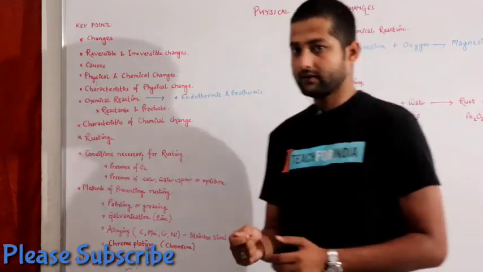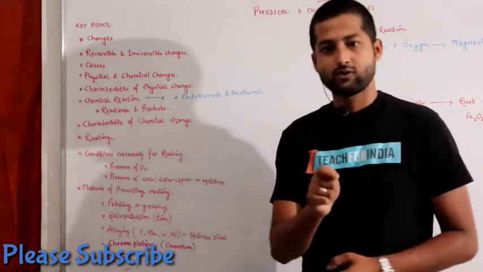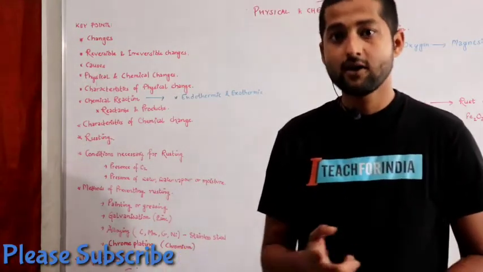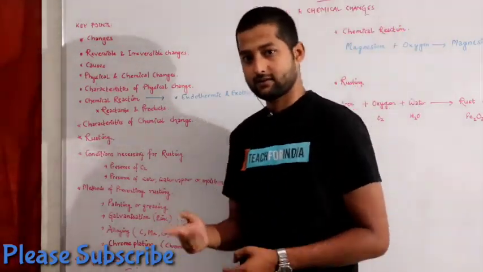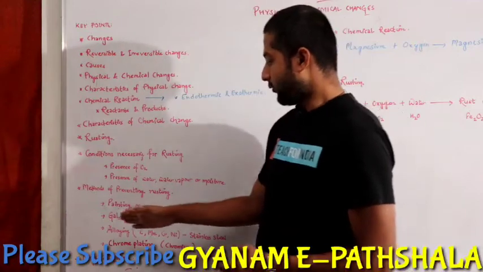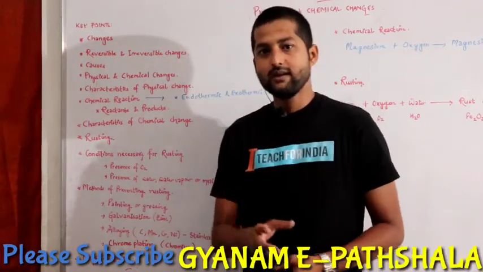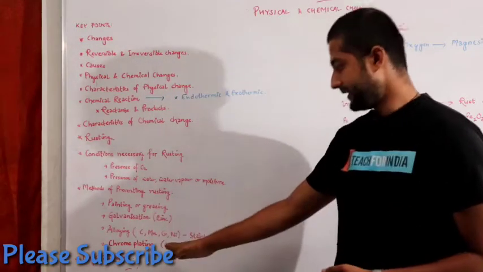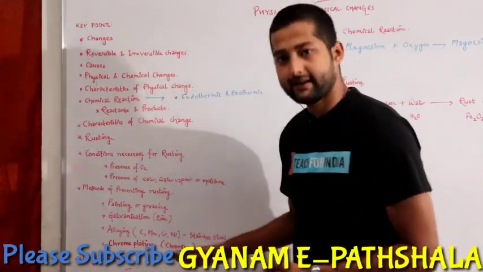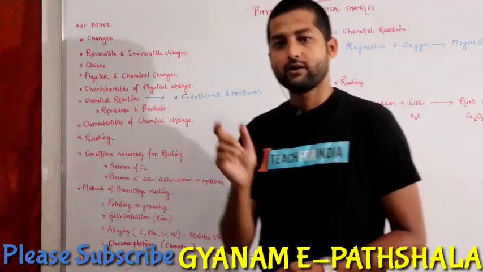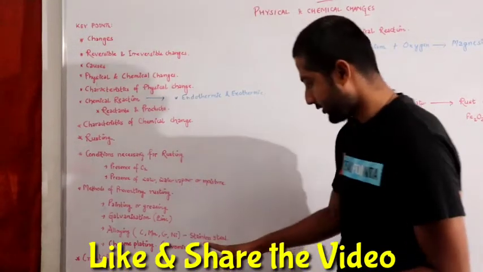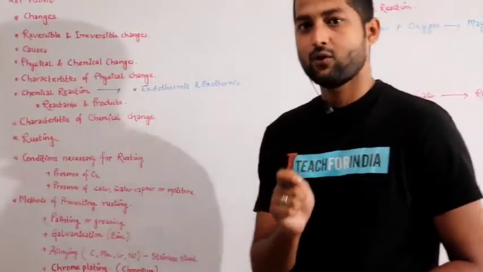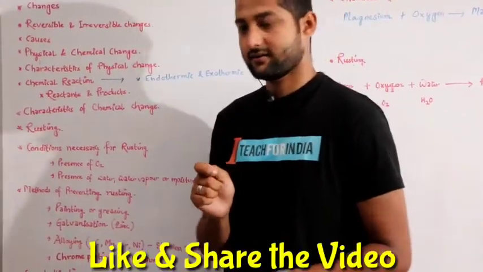Now the next one is alloying. First of all, before going to alloying, you should know what an alloy is. An alloy is a homogeneous mixture of two metals, or a metal and a non-metal. What we do in alloying is that we mix iron with cobalt, manganese, chromium and nickel. In our day-to-day life it is also known as stainless steel. We all know stainless steel, right, which does not rust.